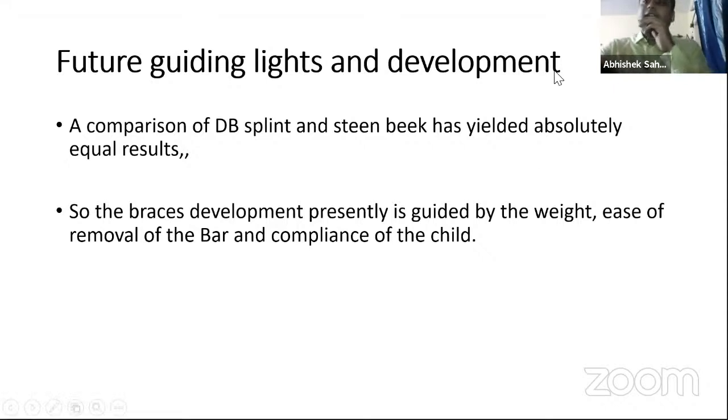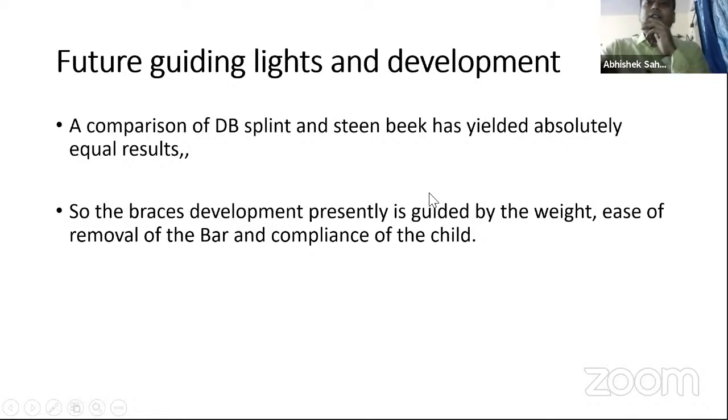Now, future guiding lights. The article which I came across recently was an Indian article in which a comparison of the DB splint and Steenbeek was done, and they yielded absolutely equal results, with just the advantage that Steenbeek is cheaper and DB splint is more comfortable.